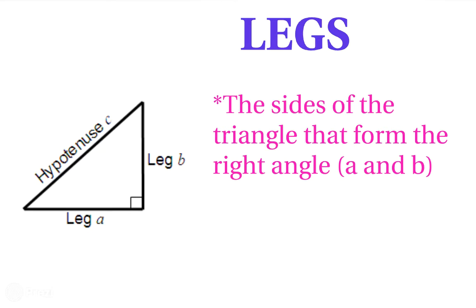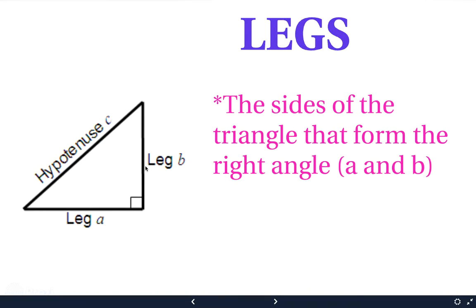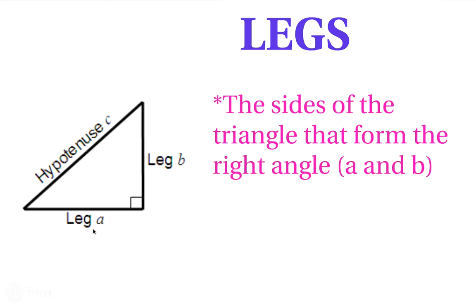So let's talk about the parts of a right triangle. The A and the B of the right triangle are called the legs. The legs of the right triangle are the two sides that form the right angle. So see how leg B and leg A form the right angle of the triangle. Those are called the legs, and you can label them as A and B. It doesn't matter which one you assign the A and which one you assign the B. I could technically make this leg the A and this leg the B. As long as it's on the right angle, it does not matter which one is the A and the B.